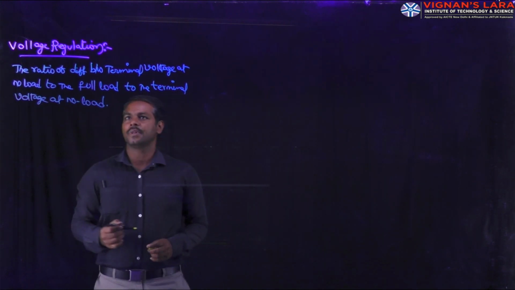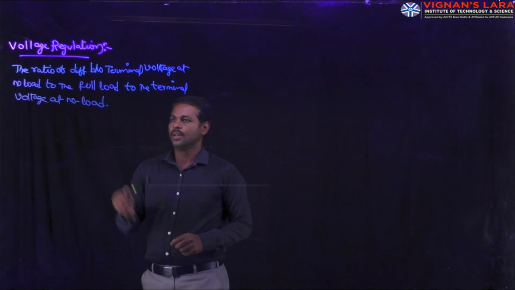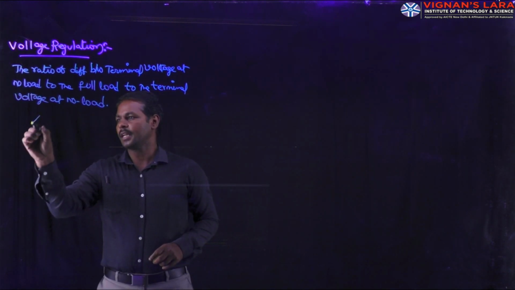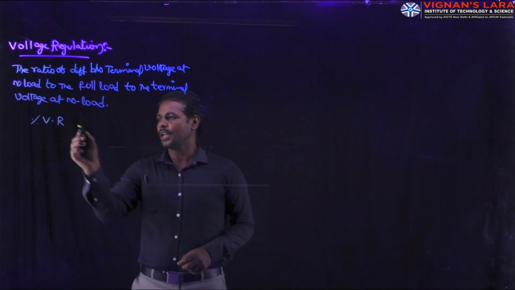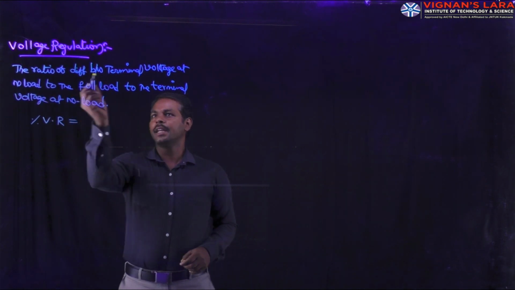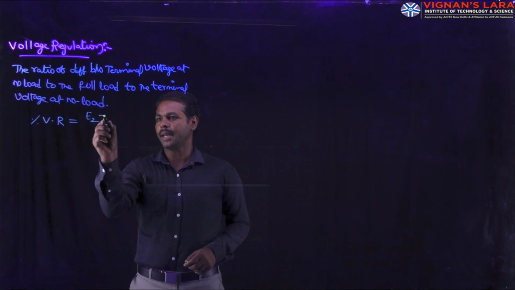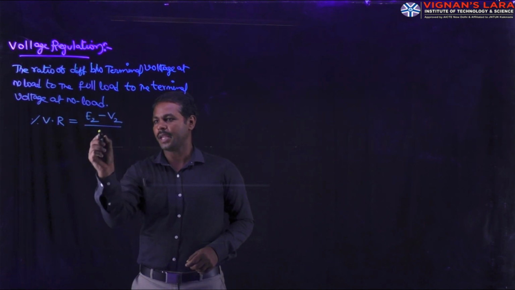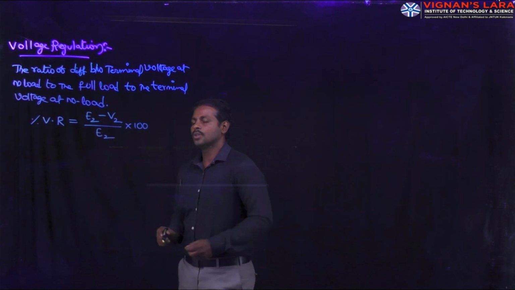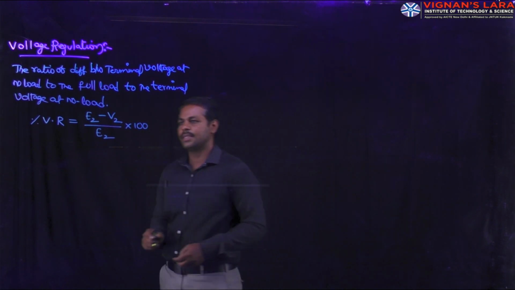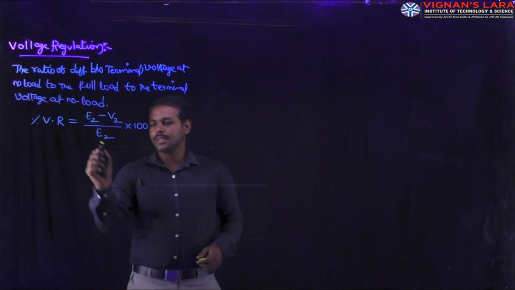The ratio of the difference between the terminal voltage at no load and at full load to the terminal voltage at no load. So the percentage of voltage regulation is equal to E2 minus V2 divided by E2, into 100. So this is the expression.